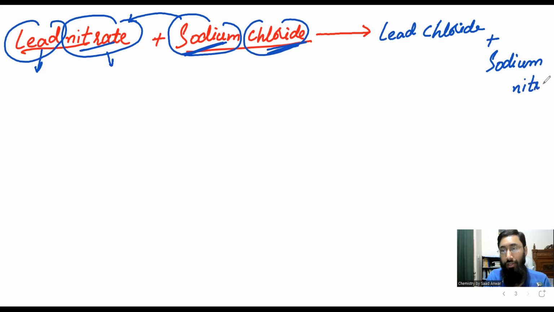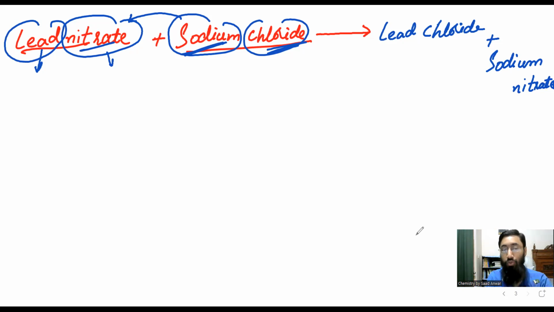So the point is, when I mix lead nitrate with sodium chloride, I will get lead chloride and sodium nitrate. Most of the students get confused: sir, how can we memorize? How can we figure out which product is going to form? So this is the way. You do not need to memorize anything here. This is the way you can figure out the nature of the product.